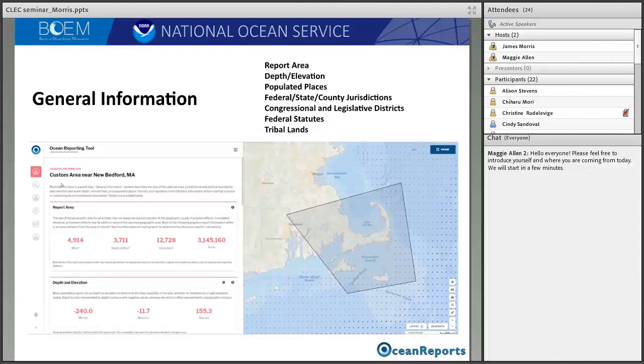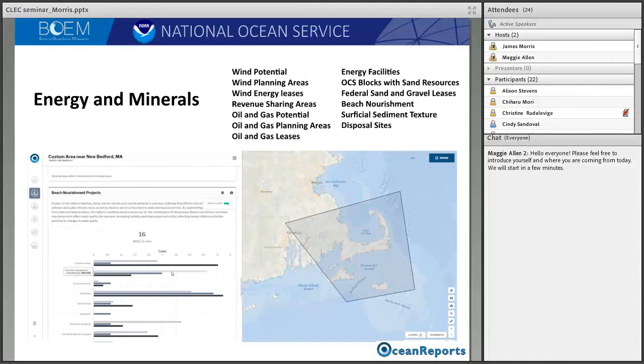It's going to tell you your federal and state county jurisdictions. It's going to tell you your congressional and legislative districts that are nearby within that space. It's going to tell you the federal statutes that govern that space. It's going to tell you about your tribal lands that are nearby.